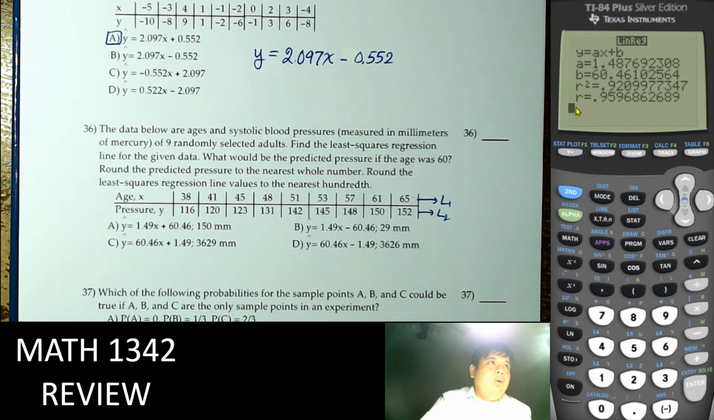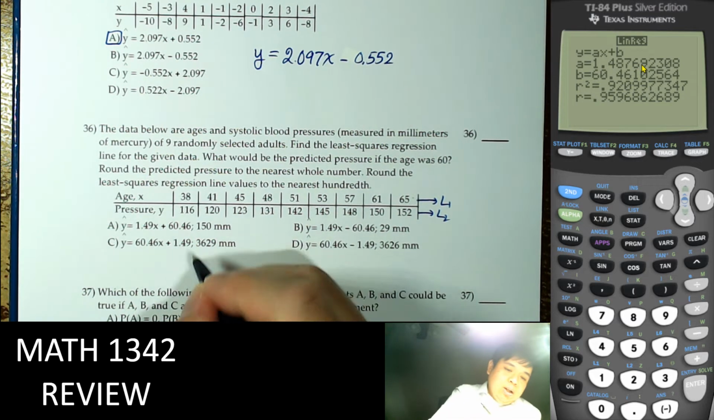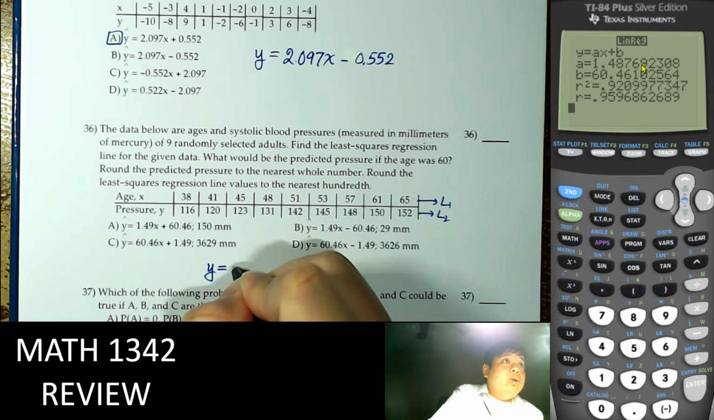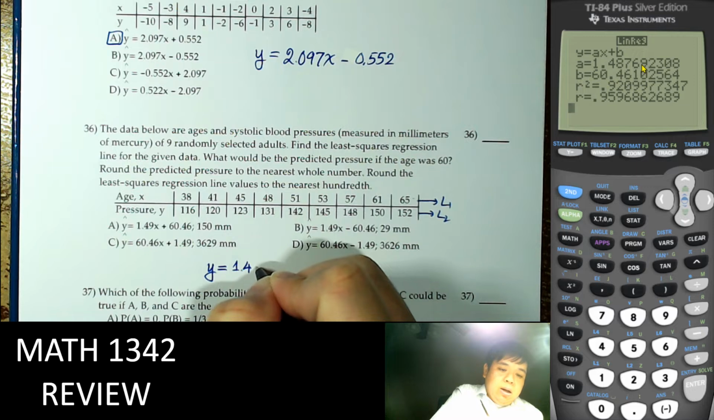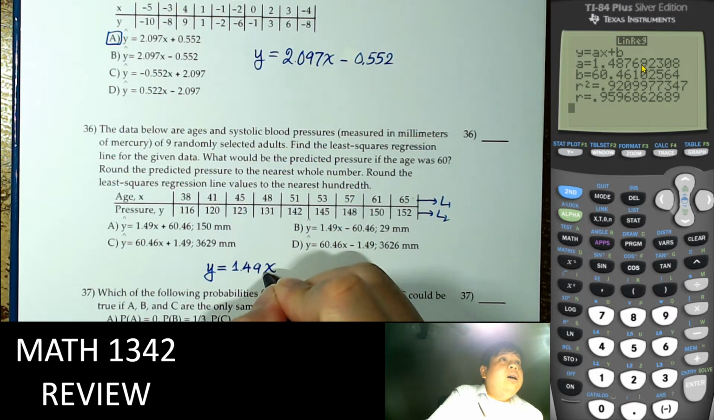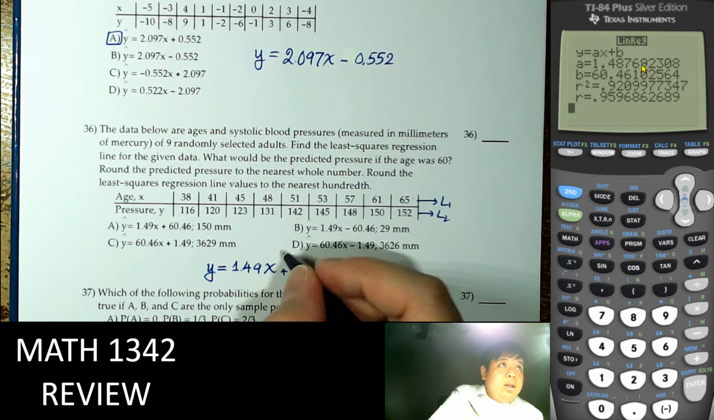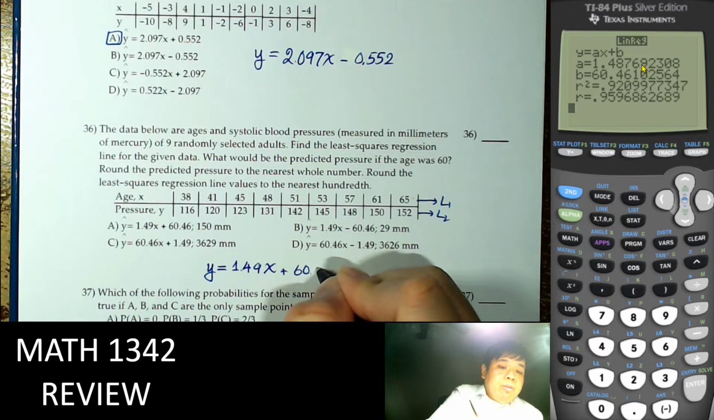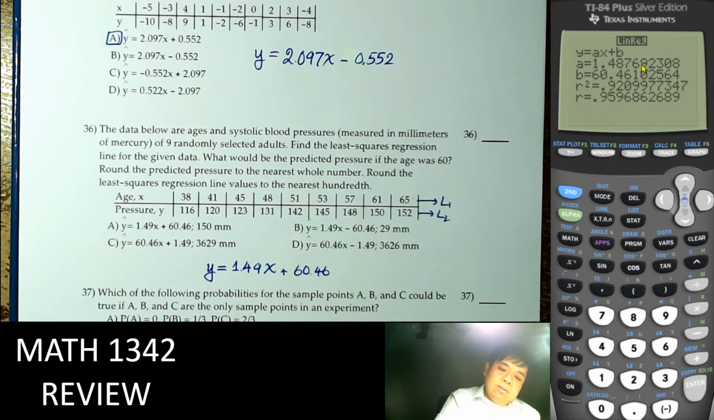Calculate, right, very strongly related, it's good. And the equation, we can just write this down. So y equal to 1.49. They use two decimal places, so I just use that. And then plus 60.46. Right.